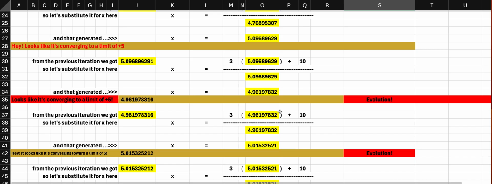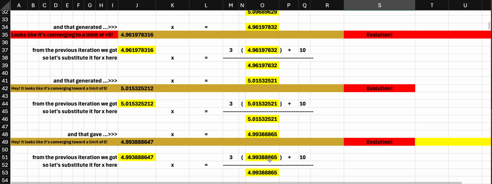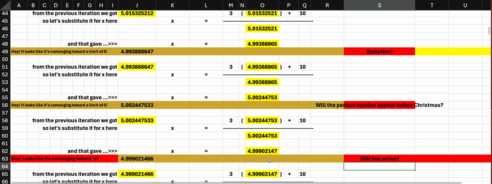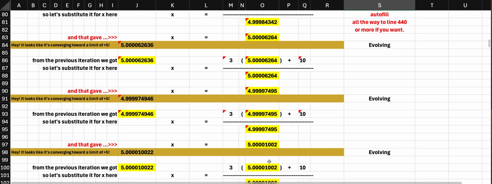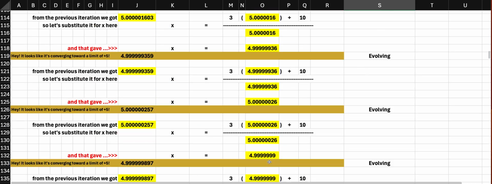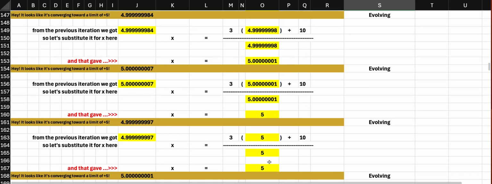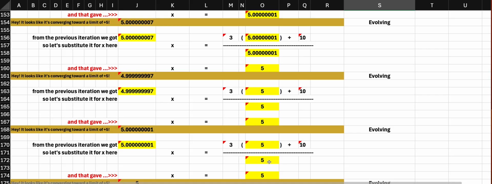When we keep putting this number back in there, when we generate an answer, we put it right back into the same mathematical environment here. And we can see that it's evolving closer and closer and closer to that perfect root of 5. So we go down here. There it is. There's the 5.